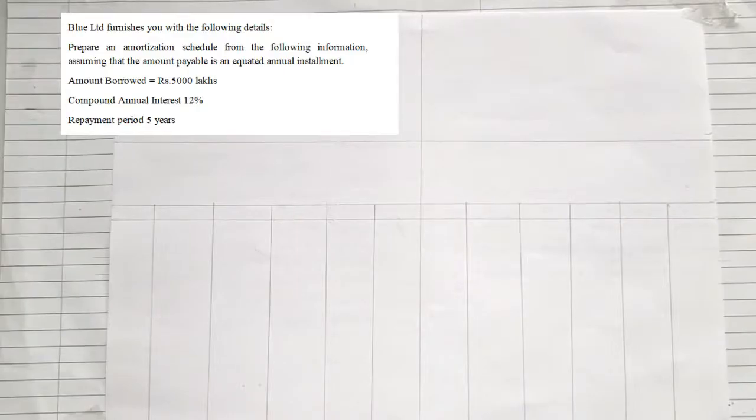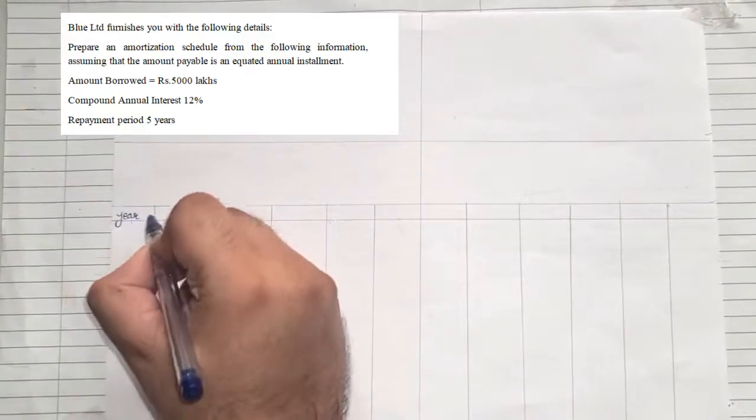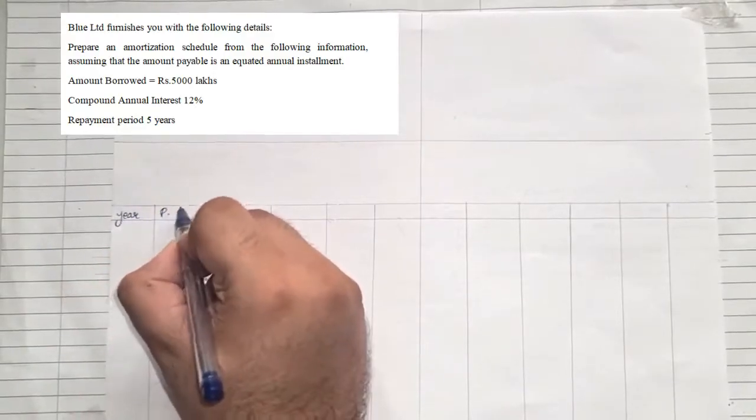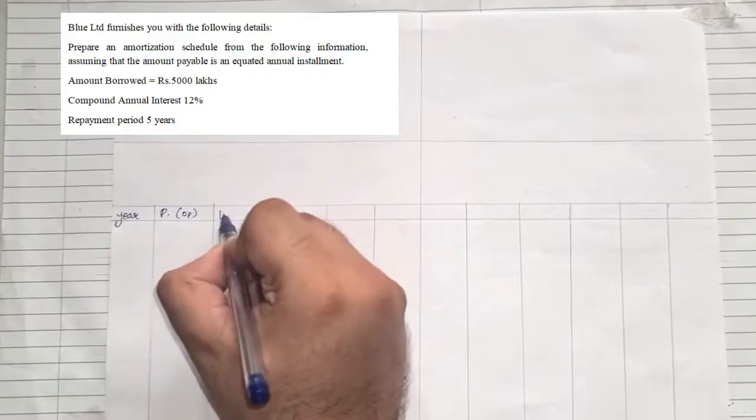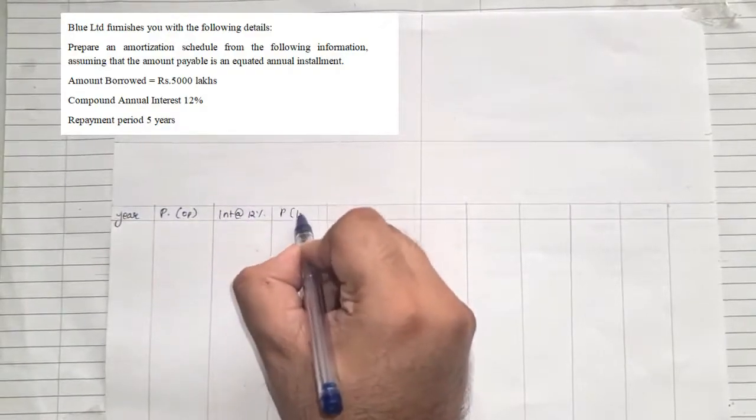Again, equated annual installment, so we will have to find the equated annual value now here. Now the rate of interest is 12%. Okay, and the year is 5. Okay, so what we'll do here is, first of all, I'll just note down this table here. So I'll make this year. This is the principal amount opening. This will be interest at the rate of 12%. This is principal installment.